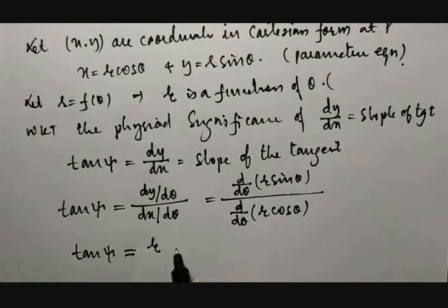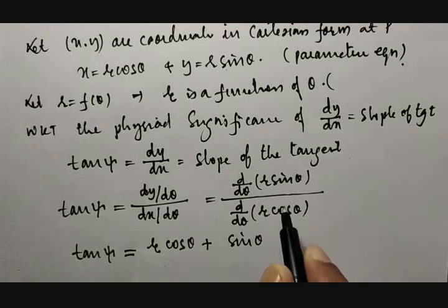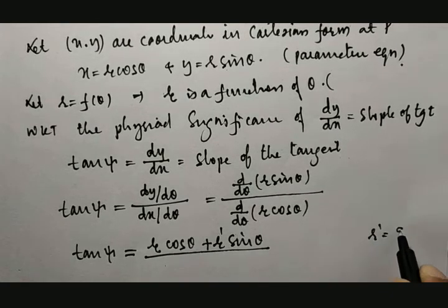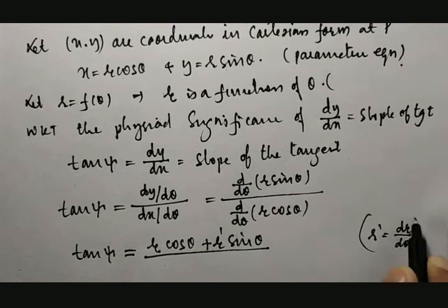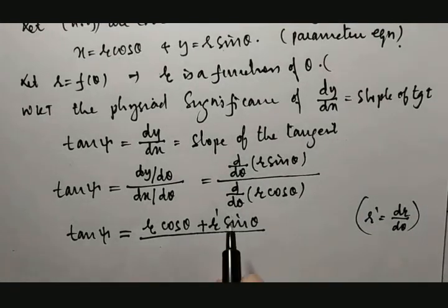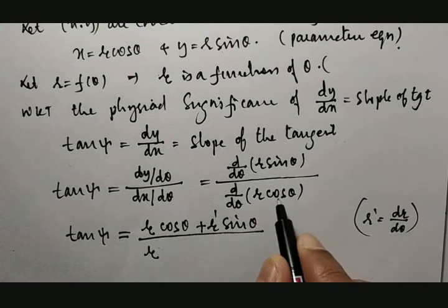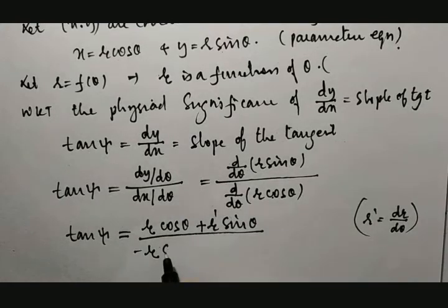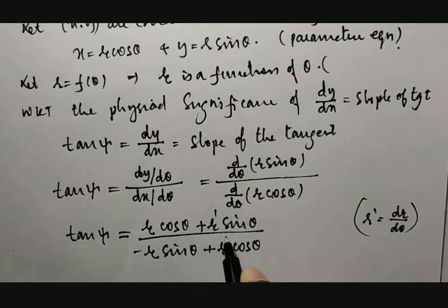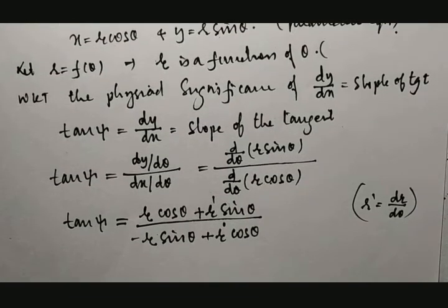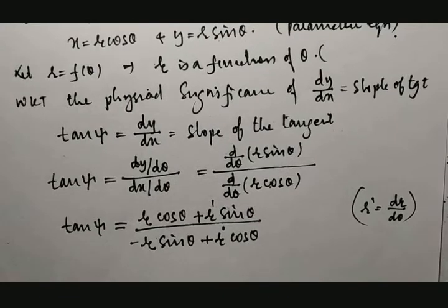r common, differentiation of sin theta is cos theta, plus sin theta common and differentiation of r is r dash. Here r dash is nothing but dr by d theta. Then divided by differentiation of r cos theta with respect to theta. Therefore, r common, differentiation of cos theta is minus sin theta, plus cos theta common and differentiation of r is r dash.